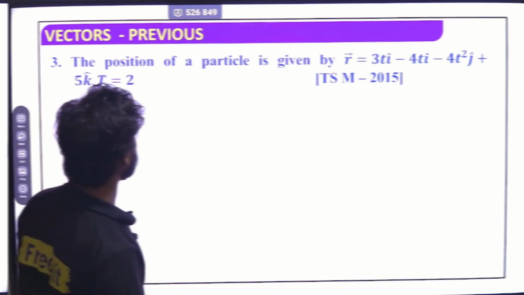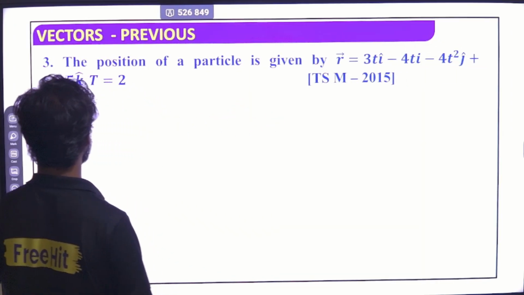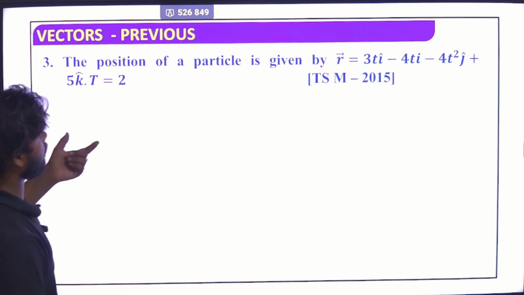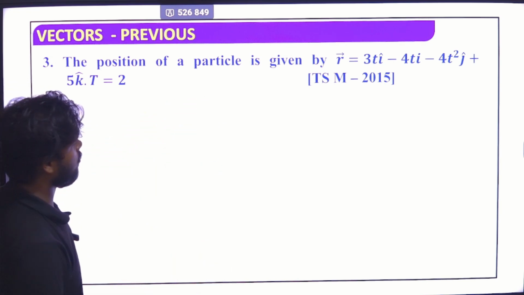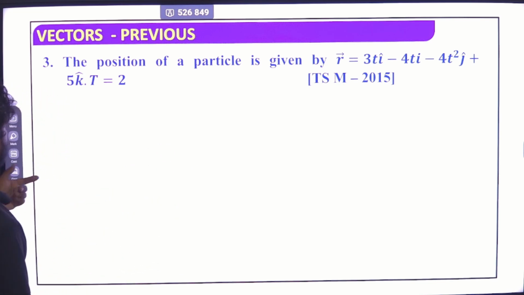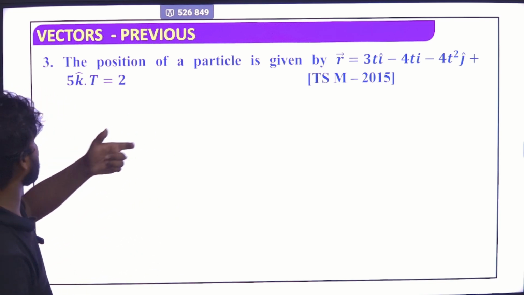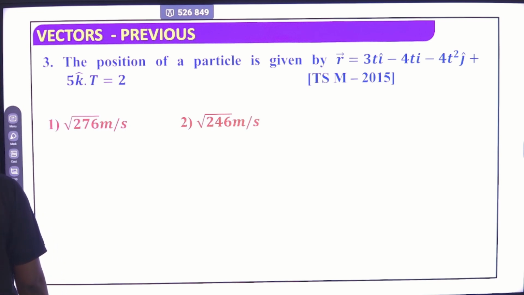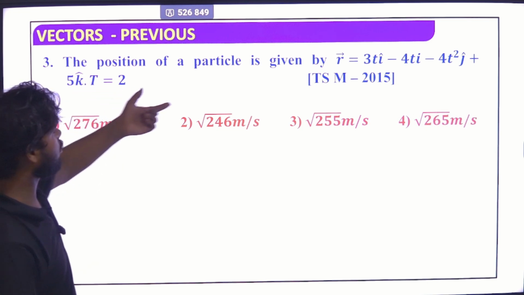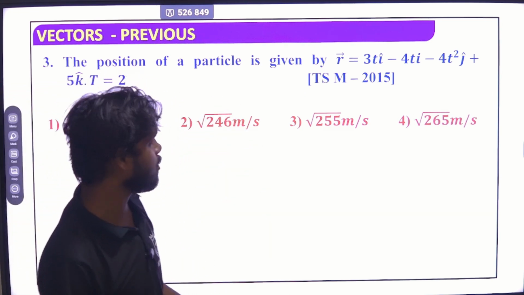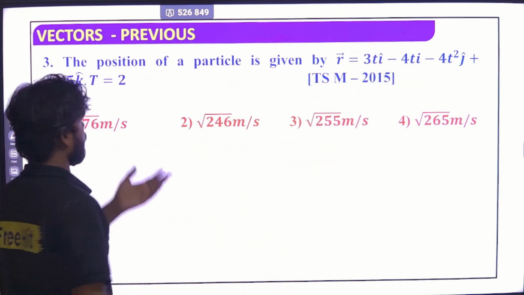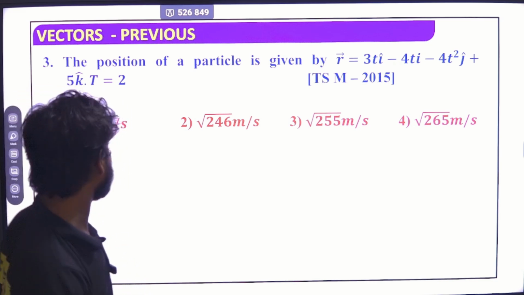Clear? The position of the particle is given by r vector equal to this, some vector given in terms of time. At t equal to 2 you have to find the position of the particle. What you will do is just put t equal to 2 in this expression, solve it and calculate the magnitude, and you will get the position, simple. Oh sorry.